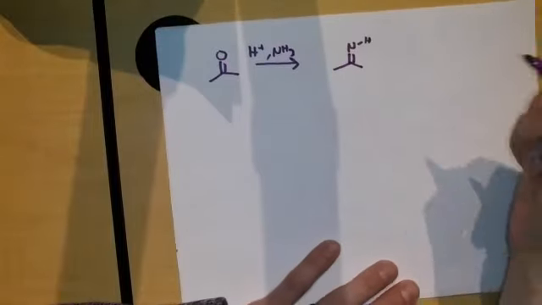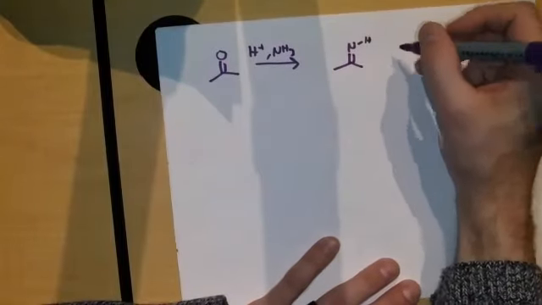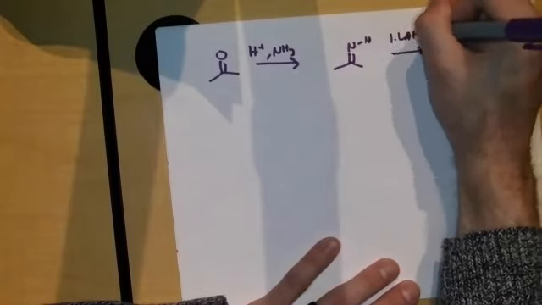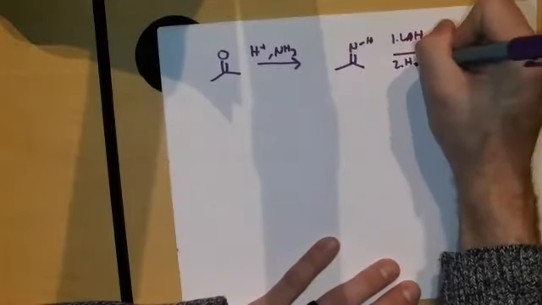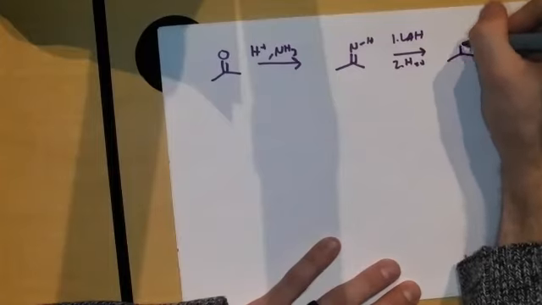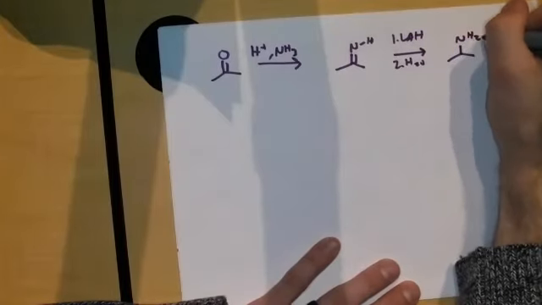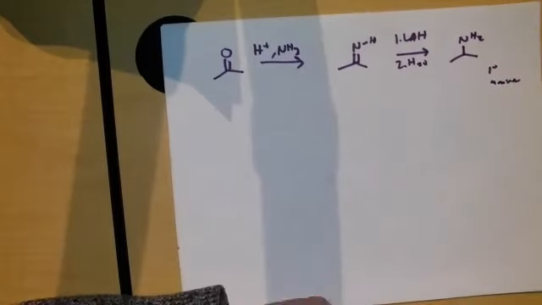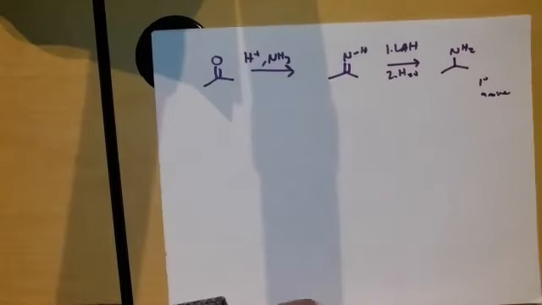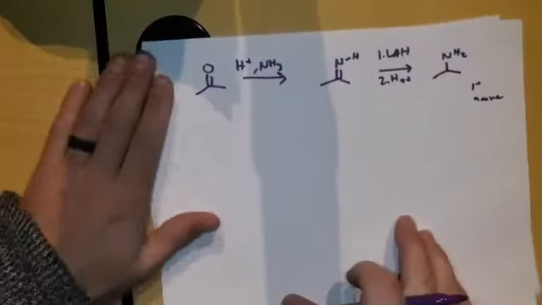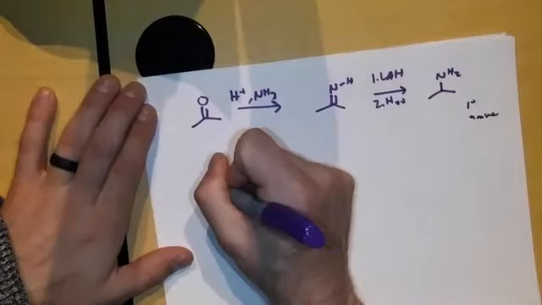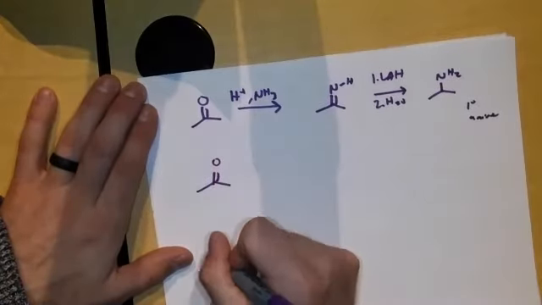And then from here, if we want to make a primary amine, all we need to do is throw in LAH, as you might expect. And this can give us our amine. We can do the same thing with secondary and tertiary, or to make secondary and tertiary amines.